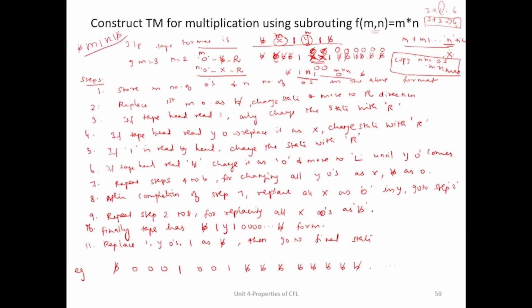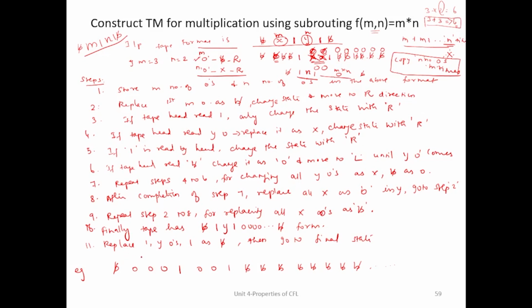So this is the given format. In this format, we should store the m number of zeros and n number of zeros in an input tape. Then second step, replace the first m 0 as blank space by our procedure. So we do the process.